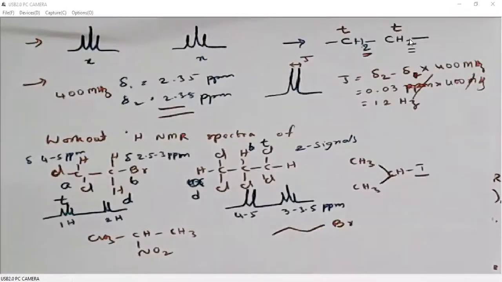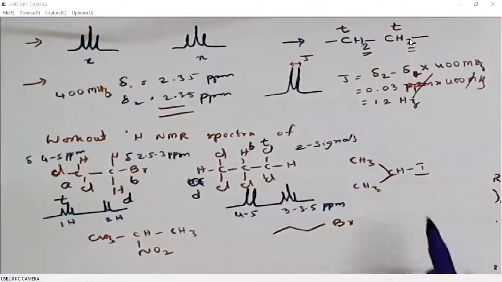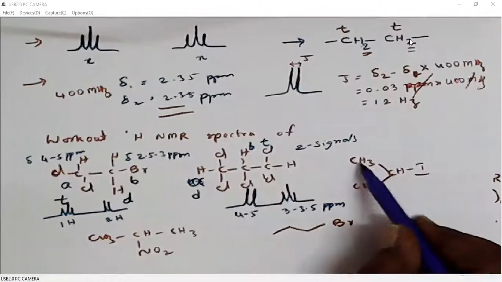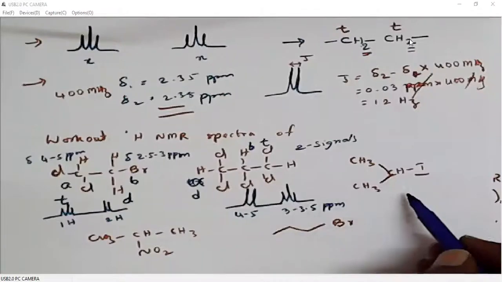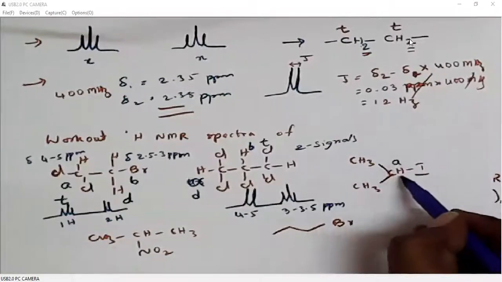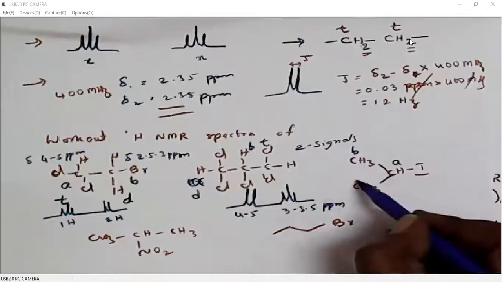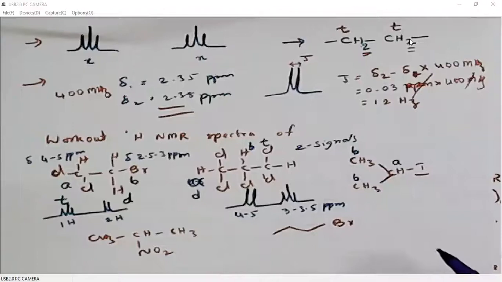When you want to predict the spectra of this compound, this carbon is attached to iodine, whereas this methyl group and this methyl group are attached to an sp3 hybridized carbon. So due to inductive effect, the proton on this carbon will have a high delta value, and of course these two are chemically equivalent, so they will give one signal with a low delta value.